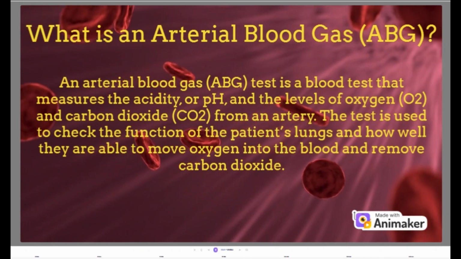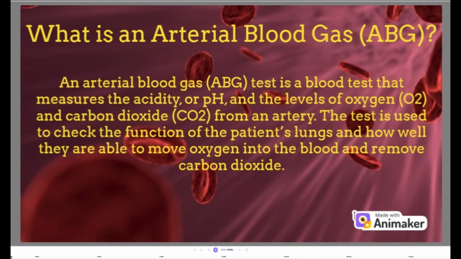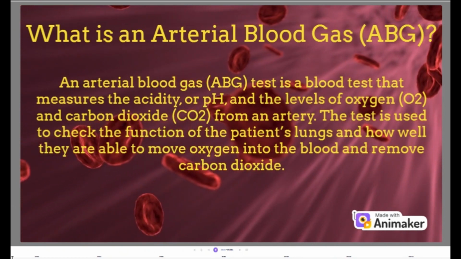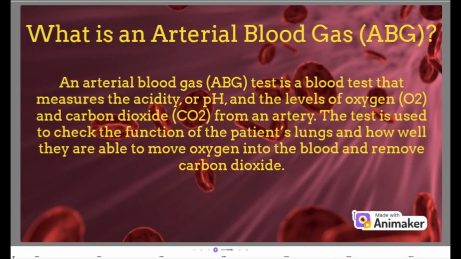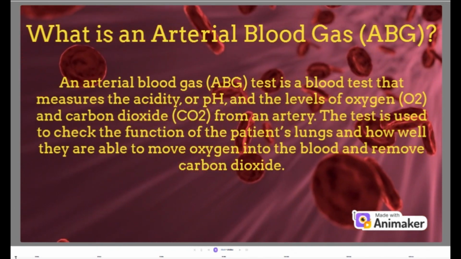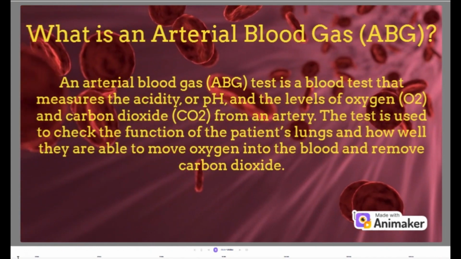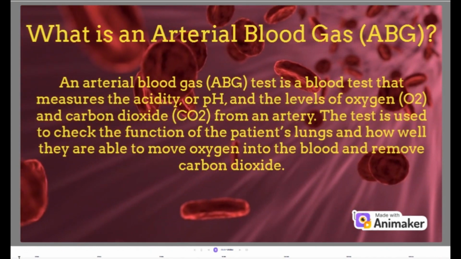What is arterial blood gas? An arterial blood gas, ABG, test is a blood test that measures the acidity, or pH, and the levels of oxygen, O2, and carbon dioxide, CO2, from an artery. The test is used to check the function of the patient's lungs and how well they are able to move oxygen into the blood and remove carbon dioxide.